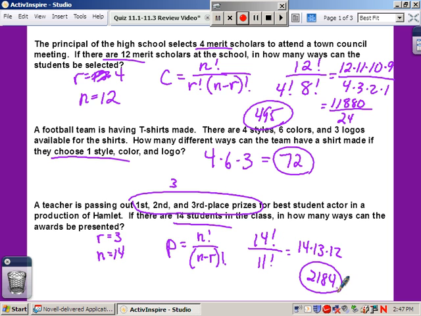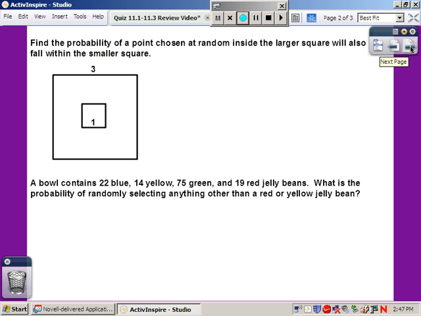Okay, we go on to the next part. We actually get into a little bit of probability. One type is geometric probability, where it says find the probability that a point chosen at random inside this larger square will also fall within the smaller square. So it's kind of like saying, okay, I'm going to blindly choose a point, and I want to know what's the probability of that blind choosing point falling right here in this little square.